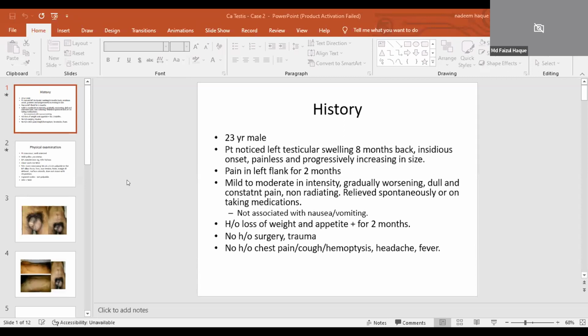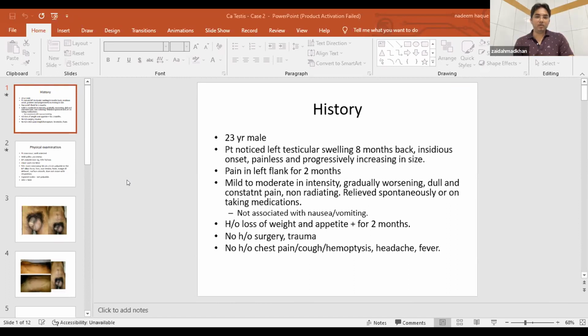According to the history, first let me know why we are asking all this detailed history and what your suspicions are. A 23-year-old patient presenting with a testicular mass which has progressed in the past 8 months. So for that testicular mass, various differentials come to mind, which can be hydrocele, progressive hydrocele, epididymo-orchitis, sometimes because of trauma, hematocele, or very rarely a testicular tumor.